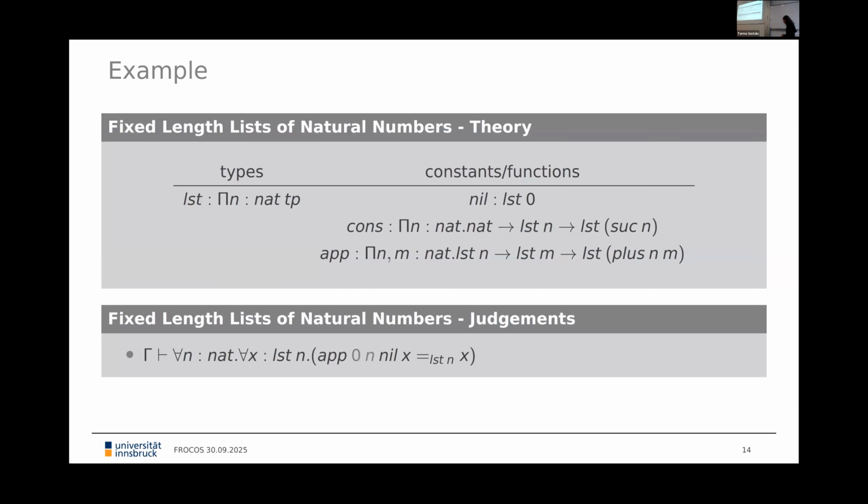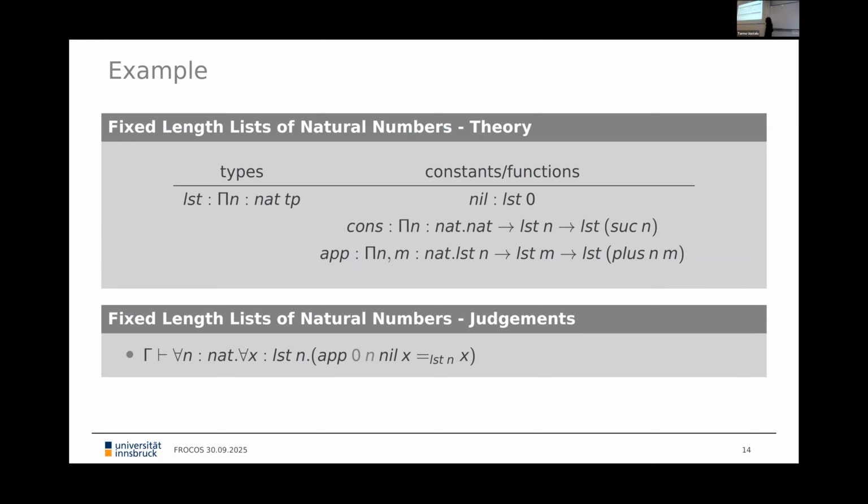As a small example, I used a favorite example of every person who speaks about dependent types, lists of fixed length. We now have in our theory a type of list that takes as arguments a natural number. You can either write it like this with the typing notation, or you can just say it goes from nat to type. This is a taste thing. And then we have constants, where nil is the empty list, and we see we have here the type list, and we apply to it 0 as an argument. We also have cons and append.